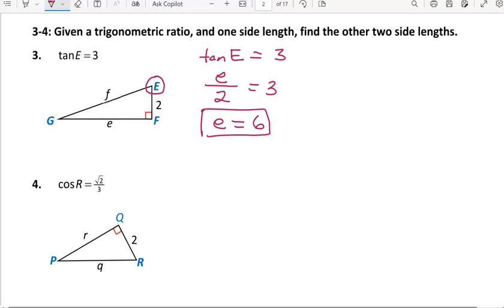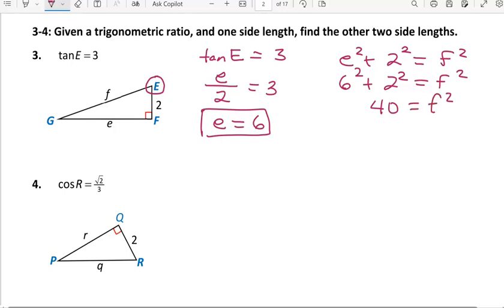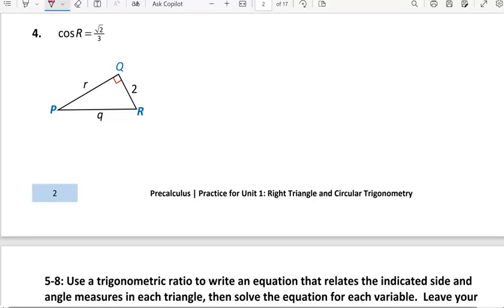Now that we know 2 of the 3 sides in the triangle, we can use the Pythagorean theorem to find the third side. So E squared plus 2 squared is equal to F squared, and E is 6. And so 6 squared is 36, 2 squared is 4, that totals to 40. So that means F is the square root of 40, which simplifies to 2 times the square root of 10.